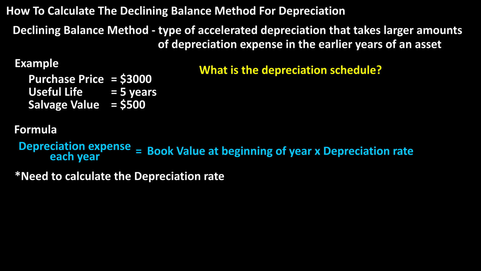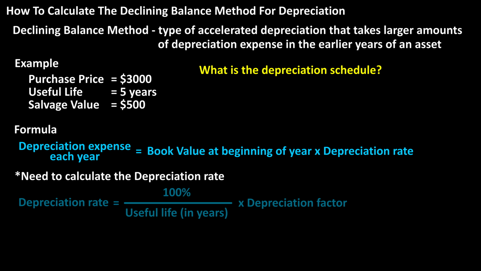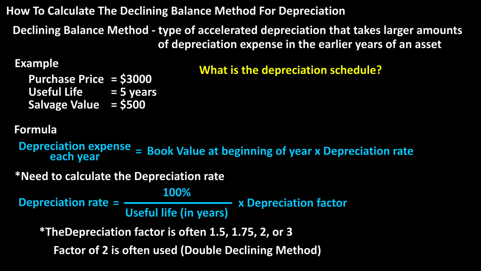And the formula to calculate the depreciation rate is depreciation rate equals 100% divided by the years of useful life times the depreciation factor. The depreciation factor is often 1.5, 1.75, 2, or sometimes even 3. And this factor is a multiplier of the straight-line depreciation rate. A factor of 2 is most commonly used, and when it is used, it's called the double declining method for depreciation. For our example, we're going to use a factor of 2.